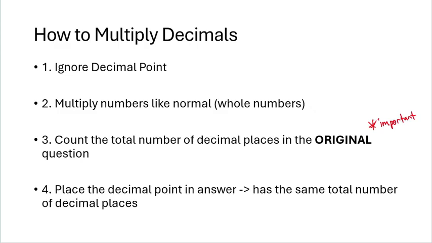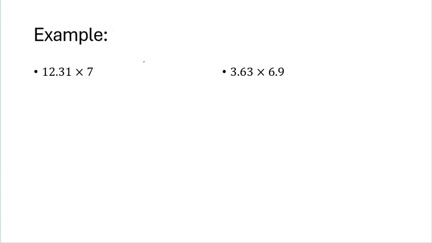Step 1, ignore the decimal point. Step 2, multiply numbers like normal, so basically whole numbers. Step 3, count the total number of decimal places in the original question. This is really important. And then step 4, place the decimal point in the answer so it has the same total number of decimal places as you counted in step 3, okay? So 12.31 times 7. Actually, let's just follow the steps.